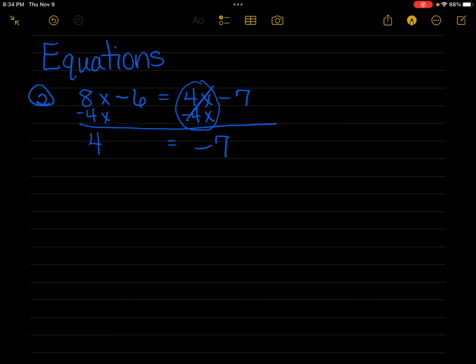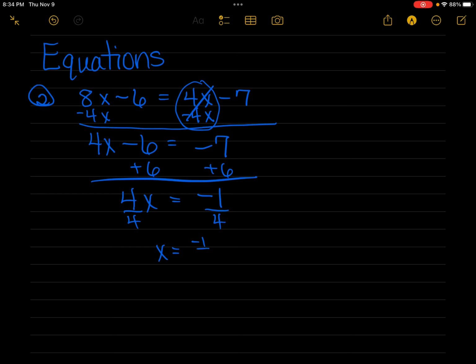And then I'm going to solve it like we solved all other two-step equations, and most of y'all understand how to do that part. So I'm just going through and adding 6 on both sides. Now I have 4x equals negative 1, so I'm going to divide by 4. And that's x equals negative 1/4 as my answer.